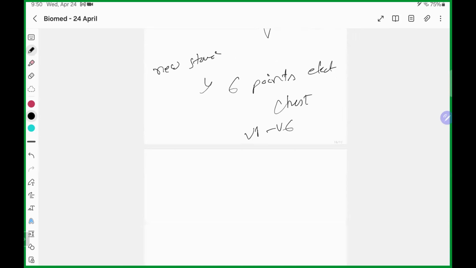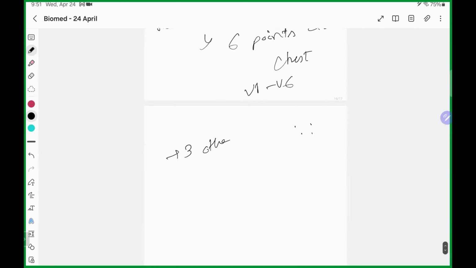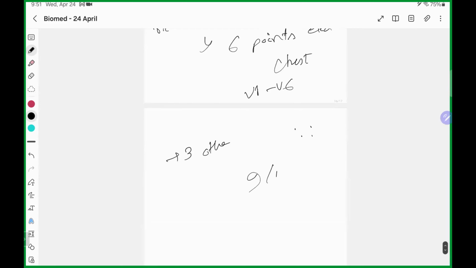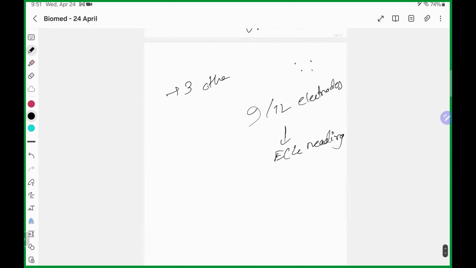There is a standard for exactly where to place those, and that is not important for you to know. Also, you can add some 3 others. So in total, we use 9 or 12 electrodes to completely take this ECG reading. I will try to place some image or video to show you exactly how we place these electrodes on the body to take these readings.